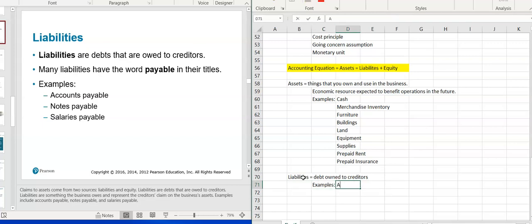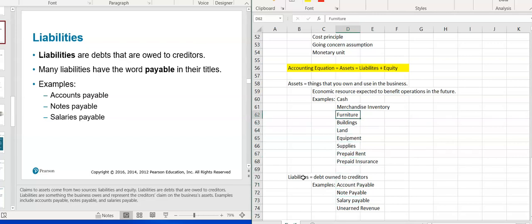So examples would be an account payable, a note payable, a salary payable. I'm also going to add one in here called unearned revenue, which we'll talk about a little bit later on. All right, you might notice the first 3 have payable in their term. Most liabilities have the term payable in their title, in their account title. All right, but you borrowed some money and you have to pay it back. All right, it's a payable.